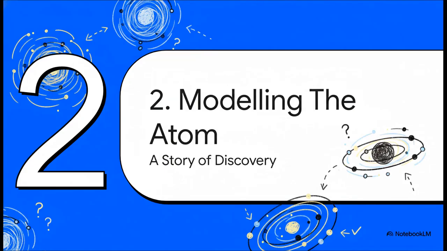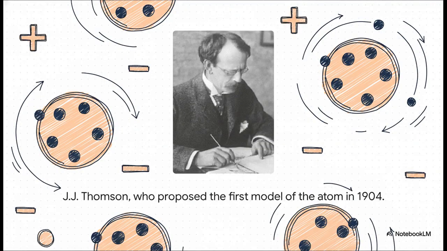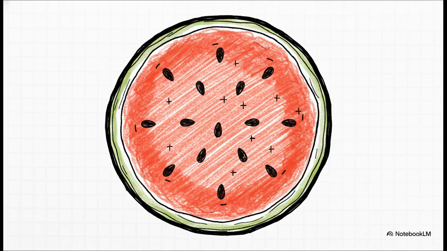Okay, so once scientists knew about these three particles, the next big mystery was, how are they arranged inside an atom? This leads us to a fascinating story of discovery, where each scientist improved upon the ideas of the one before them. The very first person to propose a model was J.J. Thomson, the same person who discovered the electron. In 1904, he tried to explain how the positive and negative charges he found could exist together in a single atom.